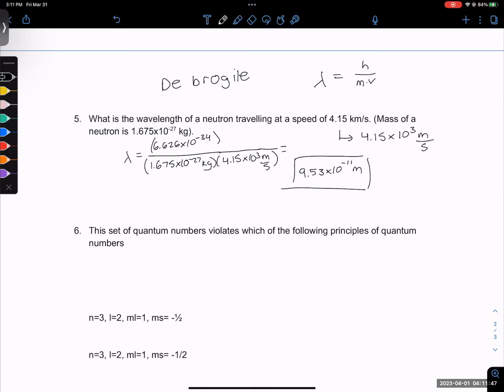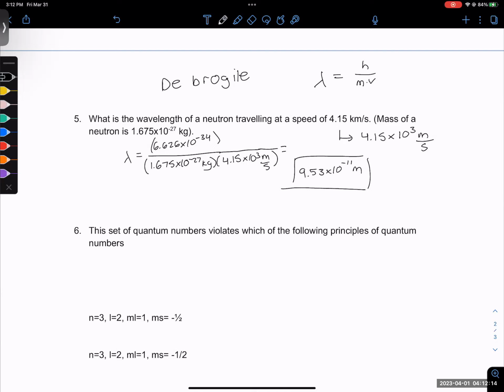Right, so number 6, are there any questions on this one before we move on? De Broglie. Remember, if you're ever asked for a wavelength and you're given a speed and you're also given a mass, you should probably think of De Broglie wavelength and the equation associated with it to the right of the name.